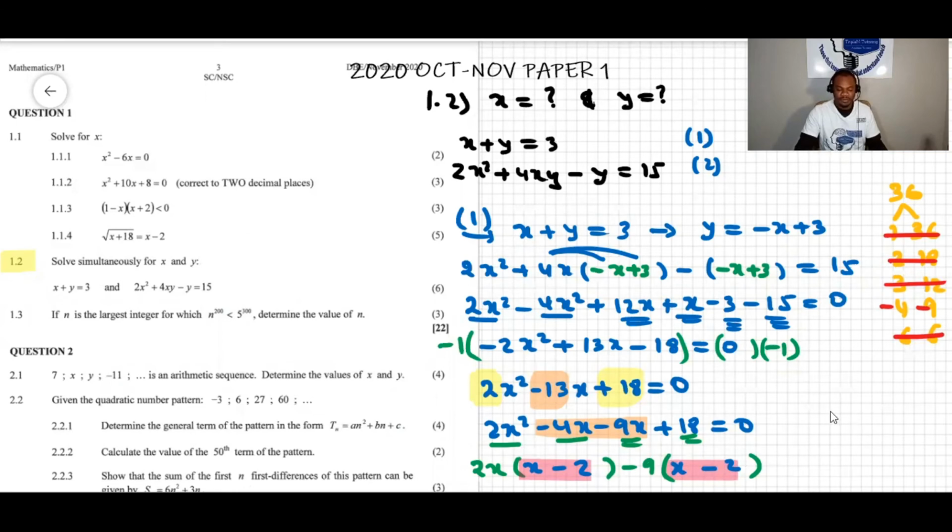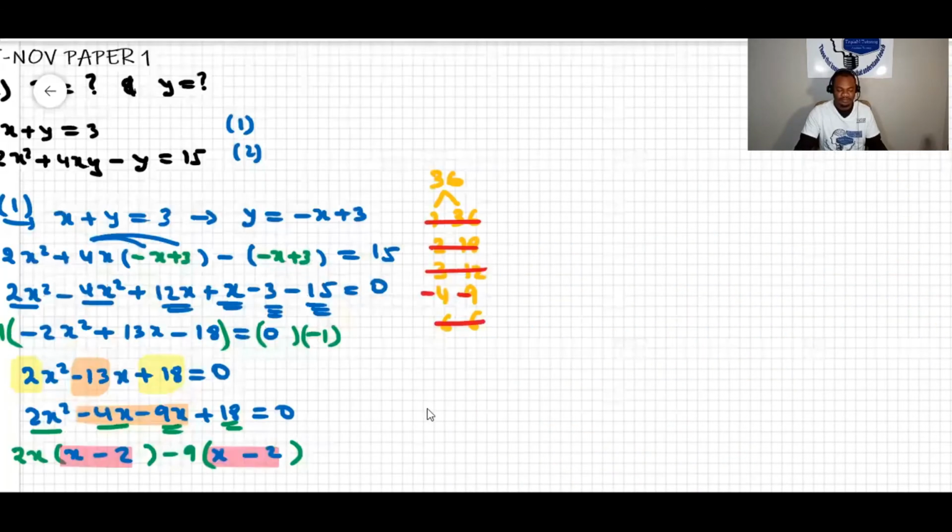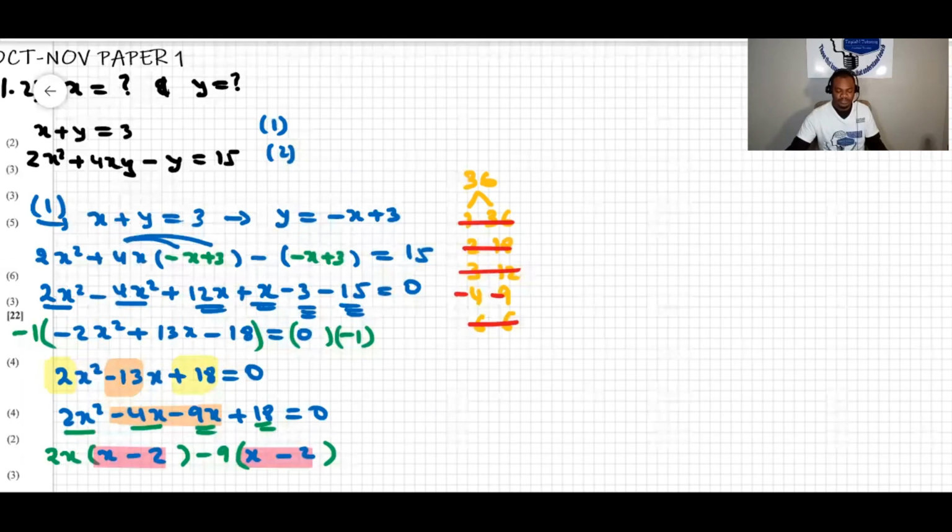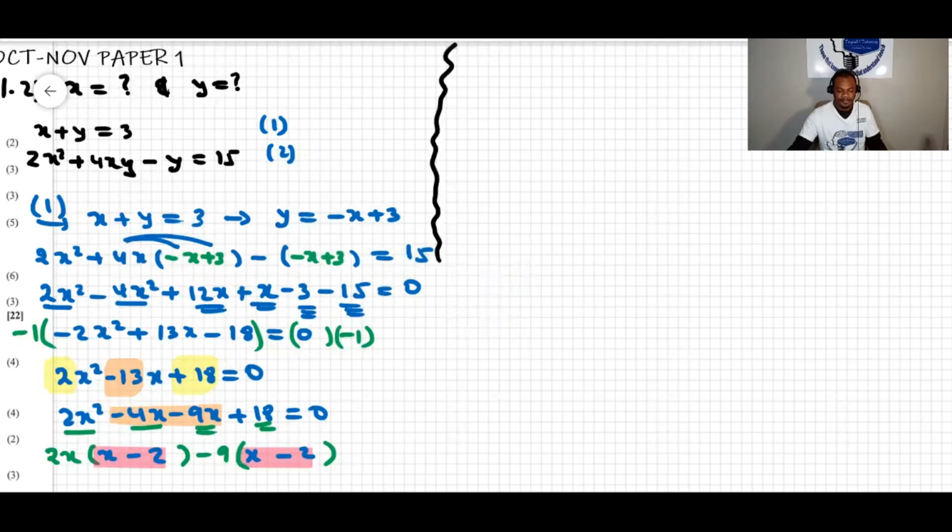Okay, I'm going to move my boards a little bit this way. Let's just erase these and split it that way. Now we have, because we have like 2x, we can write it like this: 2x minus 9 times x minus 2 equal to 0.